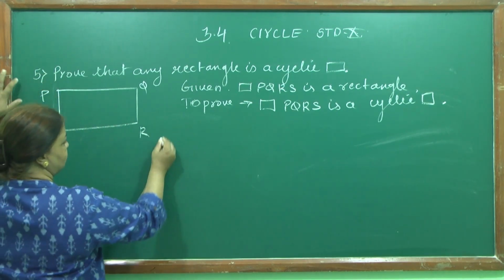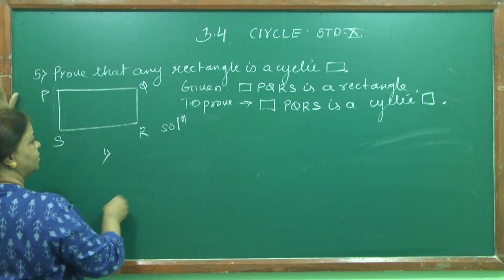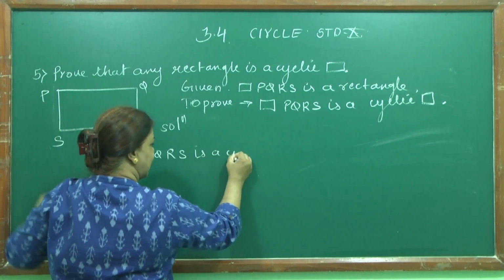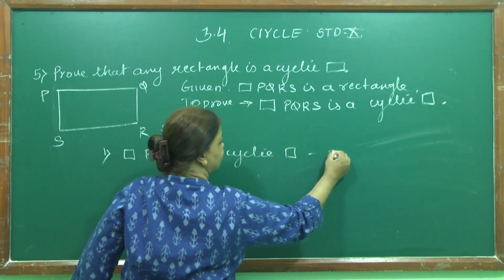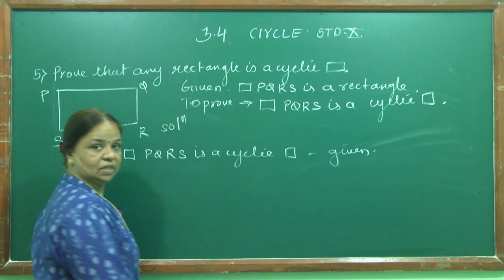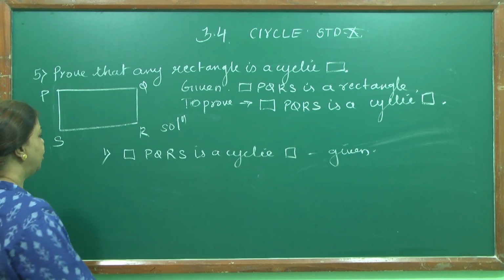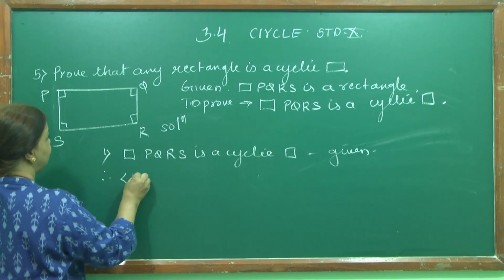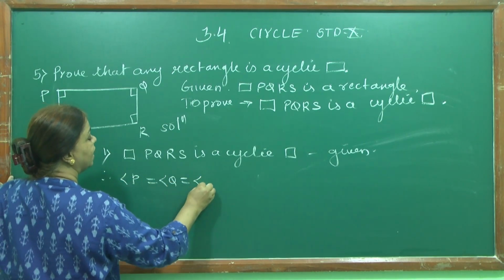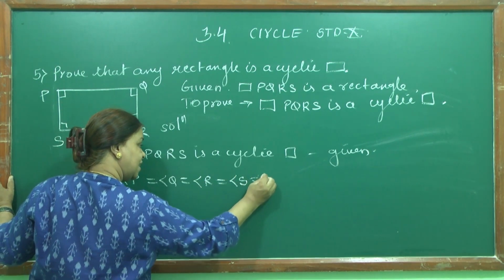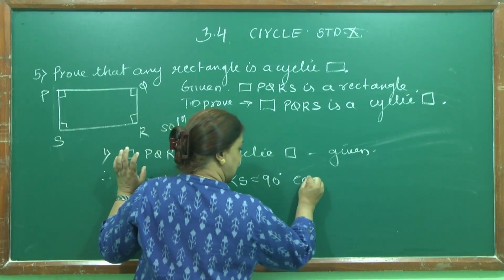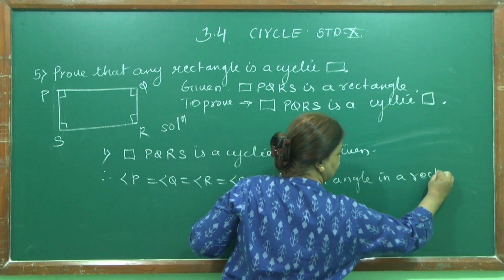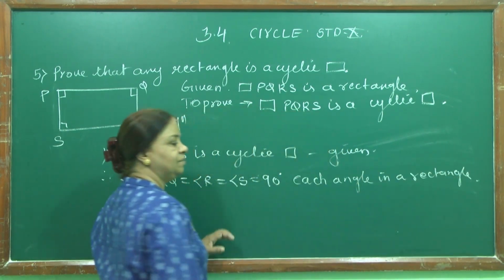So, first we start with the given solution. First point: quadrilateral PQRS is a rectangle, and the reason for it is given. Therefore, what will happen, sir? Children, each angle will be 90 degrees. Therefore, angle P equal to angle Q equal to angle R equal to angle S will be 90 degrees, because each angle in a rectangle is 90 degrees.